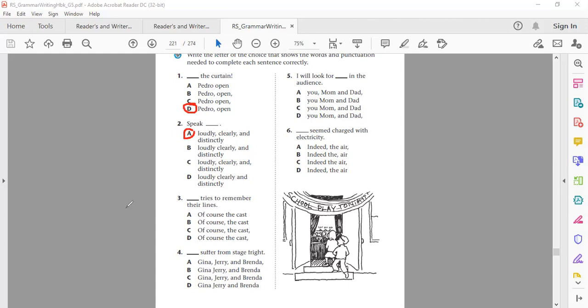B, of course. Excellent. Why did you put B? Because of course, and then there's a comma. Excellent. Because "of course" is an introductory word, then we put a comma after it.